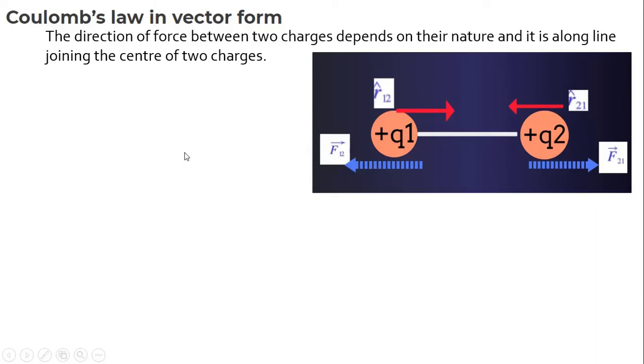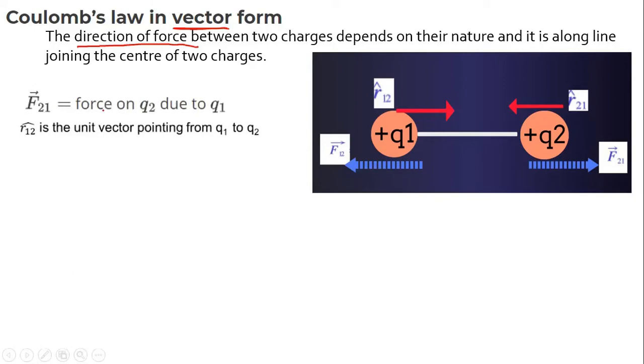Next, we have Coulomb's law in vector form. A vector is a quantity having both magnitude and direction. So when we are dealing with force, the direction of force is important, and in this article we will be concentrating on the direction of force. Whenever we have two charges, suppose Q1 and plus Q2, the force acting on them involves the terms F21 and R21.